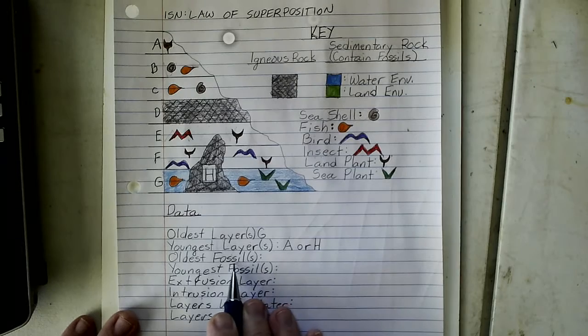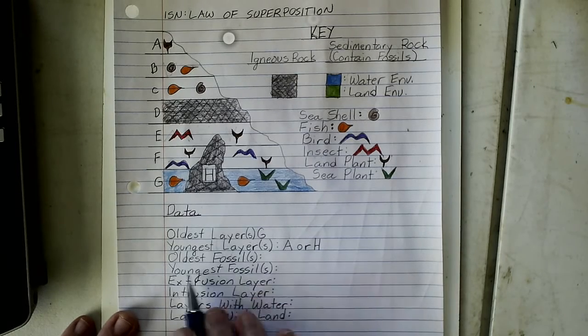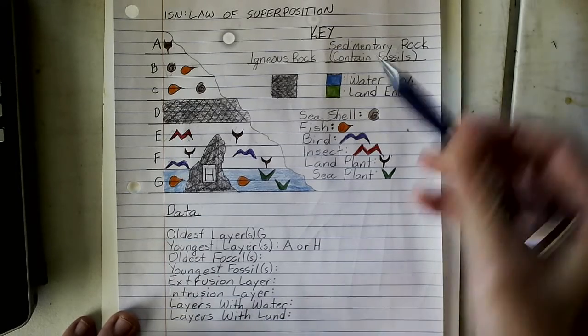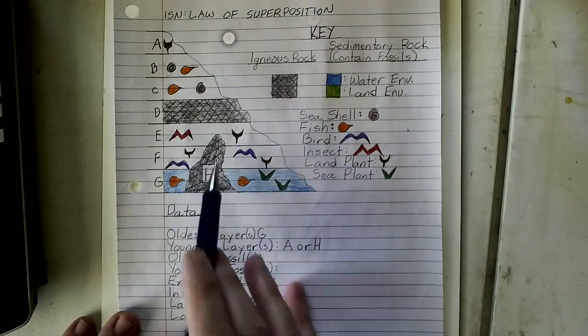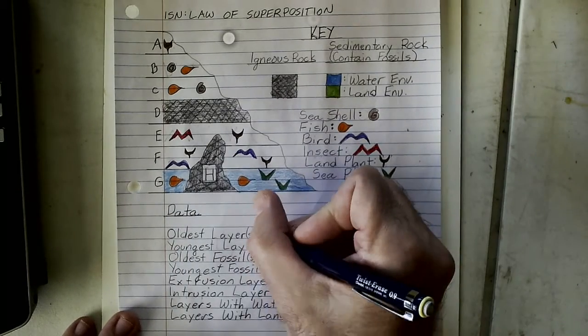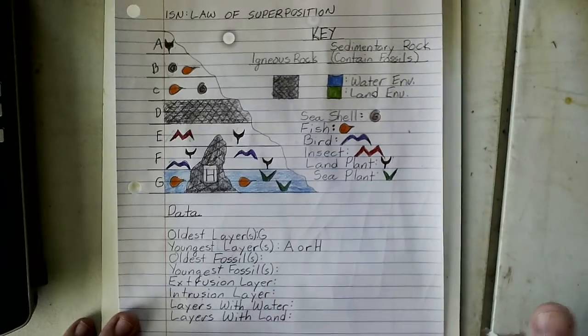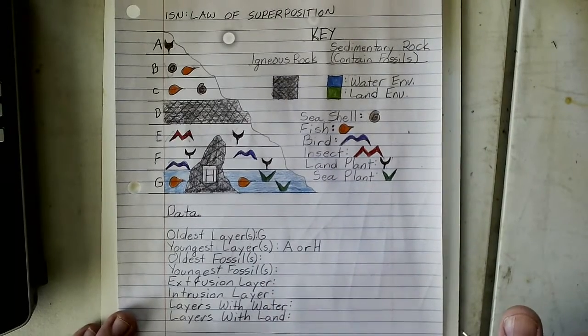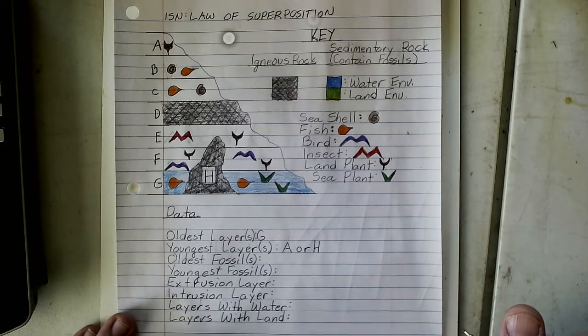It's pretty simple. The oldest fossils, which are they? The youngest fossils, which is the extrusion layer and the intrusion layer, which I pretty much already gave you the answer to. And which layers are water and which layers are land, and you're going to label that. You're going to color those in. But that's it. Okay, so it should be pretty straightforward. The hardest thing, of course, is going to be doing the diagram. Okay, but if you have any questions about it, let me know. Okay, bye-bye.